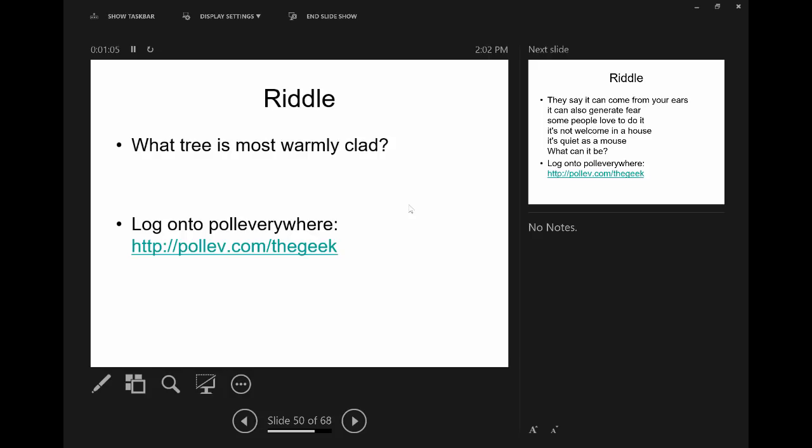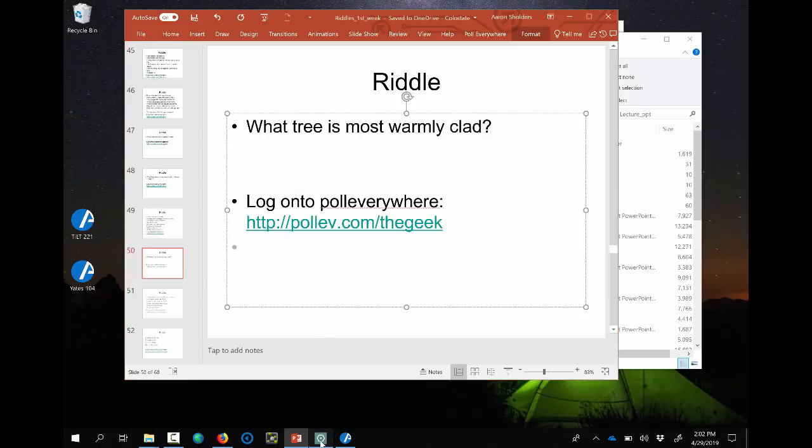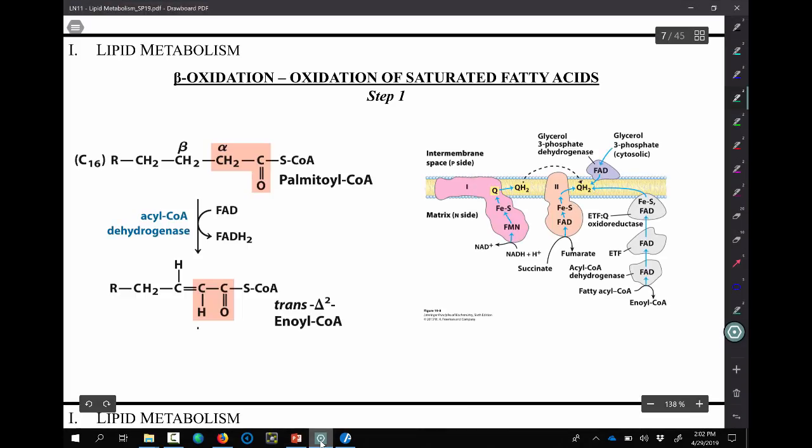All right, so our riddle, this one's really dumb. What tree is most warmly clad? The fir tree, exactly. It's so stupid. Anyway, I had to do it. I'm sorry. I can't help myself.